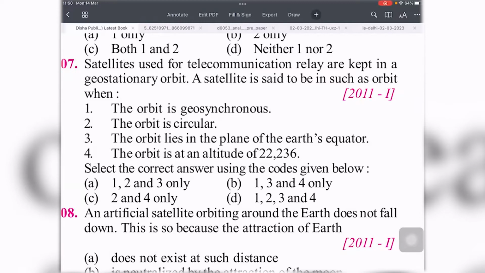Why? Okay, I will accept that the answer is A, right? But I want a reason why. What is the right number?